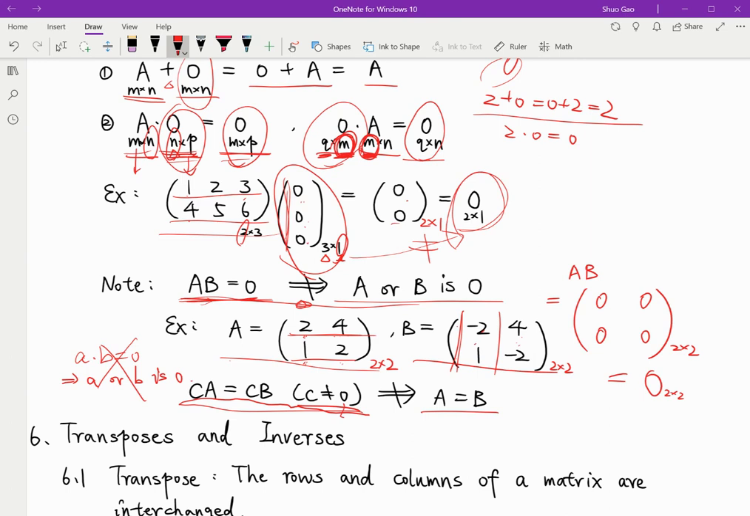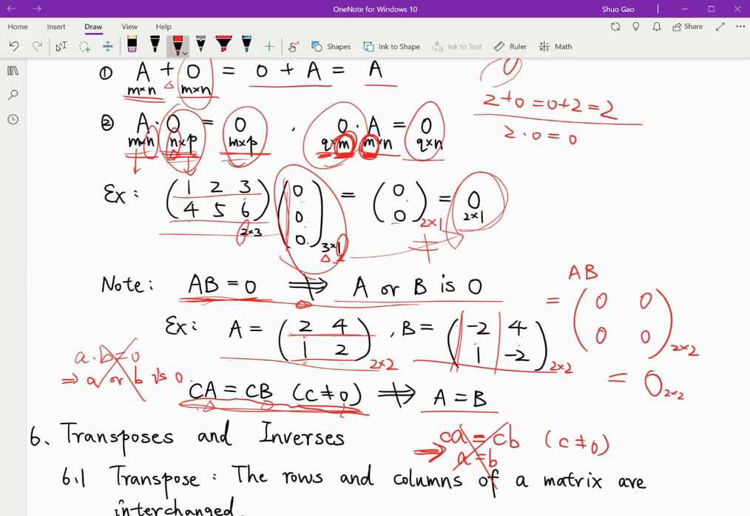Right? So in the number algebra, if the number C times A equals number C times B, and C is not 0, then the only reason for this equation to hold is that A has to equal B. Right? But this is in the number algebra. In matrix algebra, this is not true. Even though C times A equals C times B, and C is not a null matrix, it doesn't necessarily mean that matrix A is the same as matrix B.